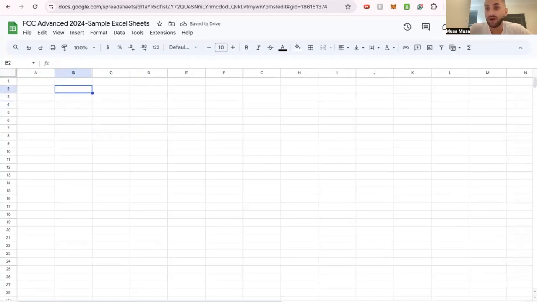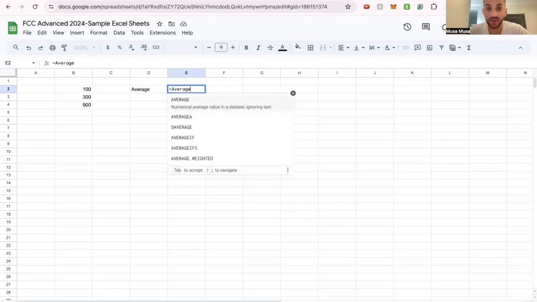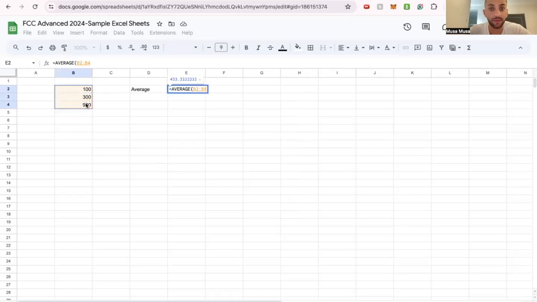Another thing that we can do is, let's move that out of the way. Let's say I have, I don't know, 3 numbers: 100, 300, 900. And I want to find the average of these 3 numbers. Of course, you can add them up yourself and then just divide by 3. Or what you can do is, let's say you want to put the average right here, you'll say equals, and then there's a bunch of functions within Excel. For example, one of the functions is average.